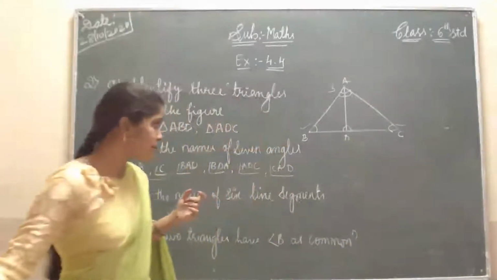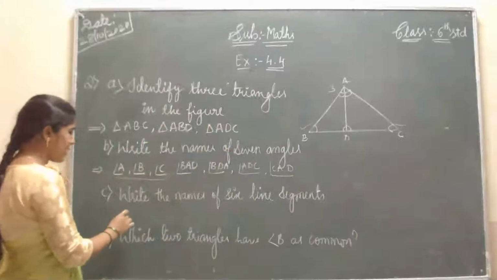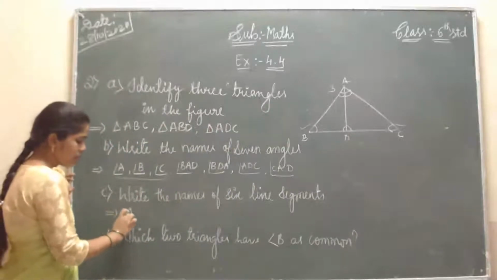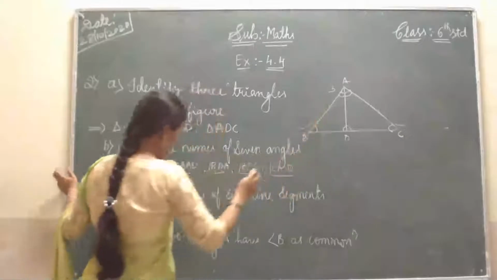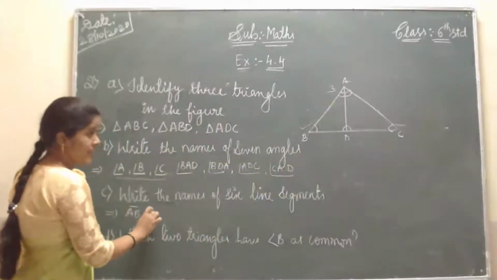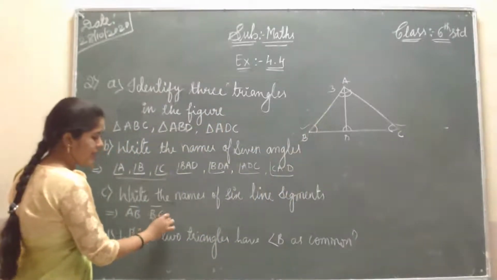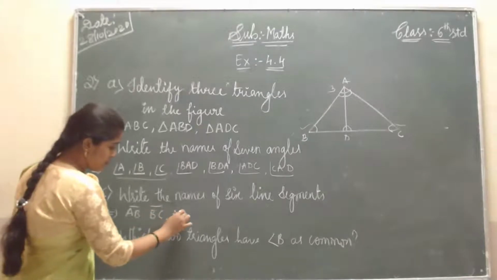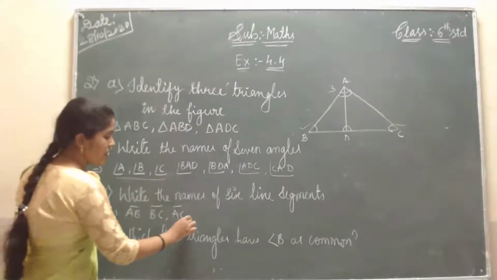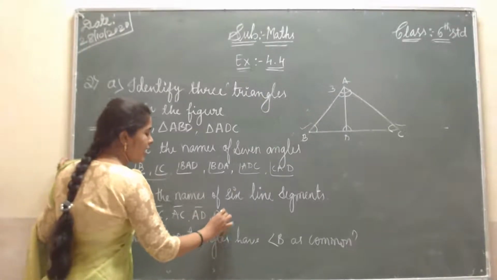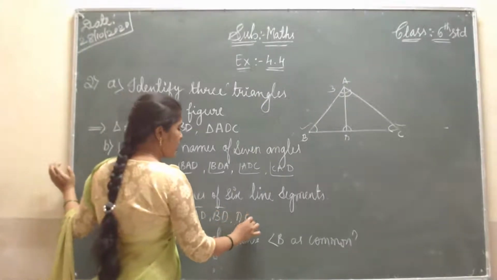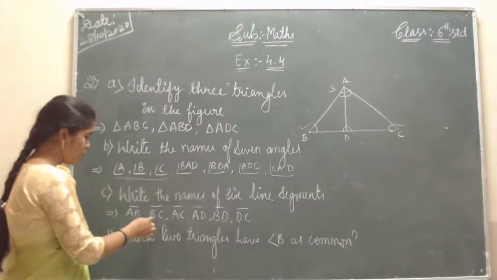So first one is AB is the line segment. See here, this is one line segment AB. Next, BC is one line segment. Next, AC is one line segment. Next, AD is one line segment. Next, BD is one line segment. Next, DC is one line segment. 1, 2, 3, 4, 5, 6.